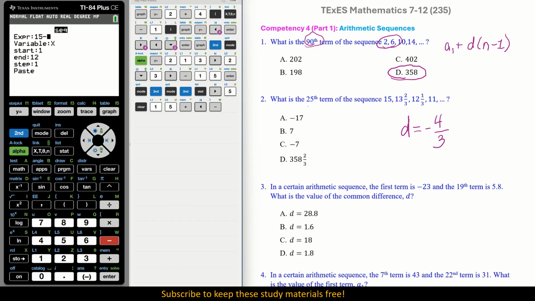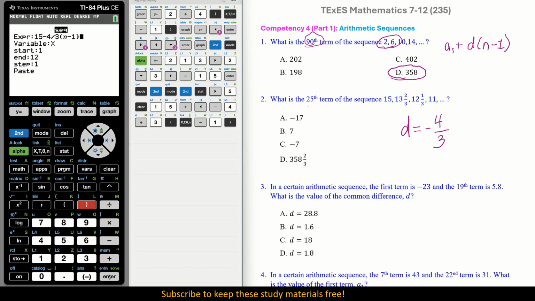Minus. Now, here's the thing. You can't use your fraction creator, you can't use alpha y equals, it's not going to work here. So just say 4 divided by 3. Okay, that's why I did what I did when I got our common difference. So then open your parentheses, push your x, which will give you your n, and minus 1 in parentheses. Okay, so now we've created what we want.